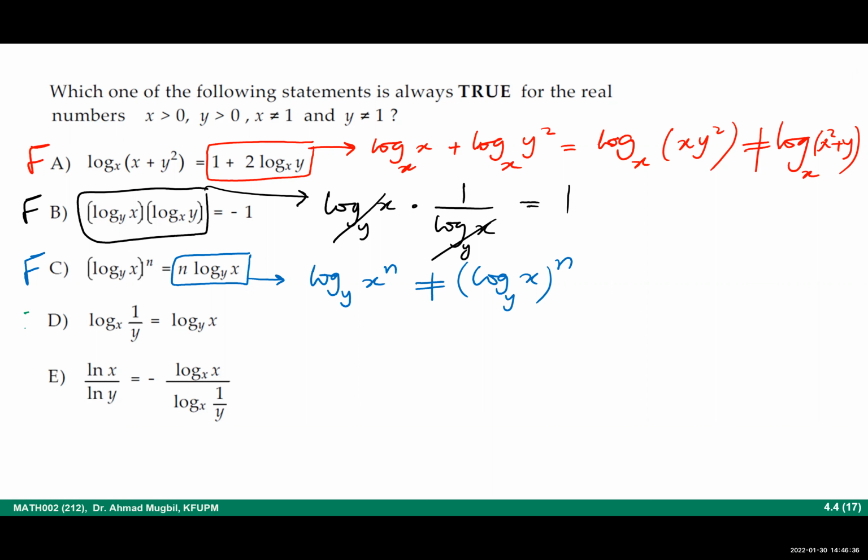False. How to show that it is false? You have two options here. You can show that this is not that. You can start with the left-hand side or the right-hand side. What do you prefer? Let's start with the left-hand side. Log x over 1 over y. What is it equal to if you want to simplify? It is log y to the power negative, which is negative log xy. Is this the same as log y of x?